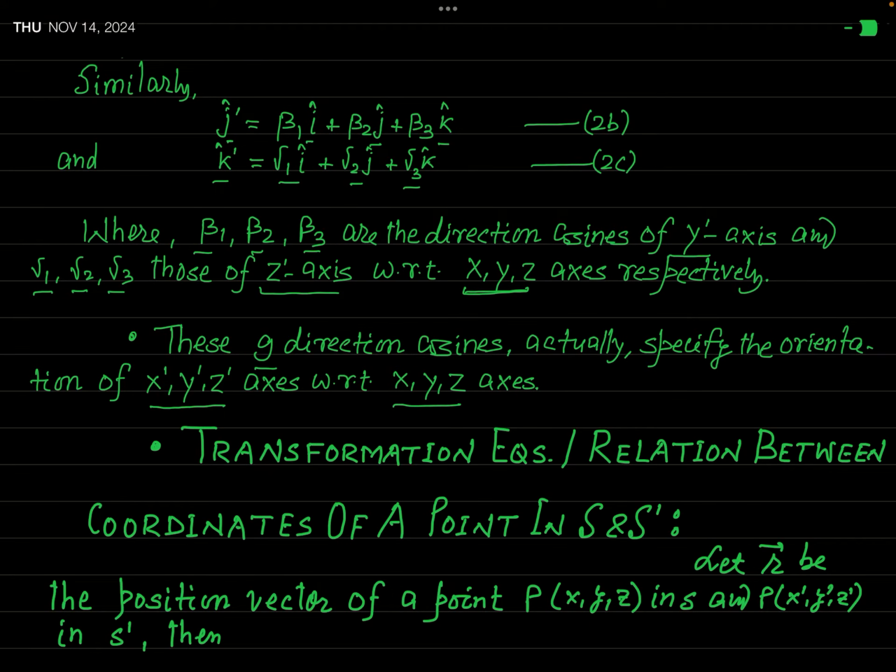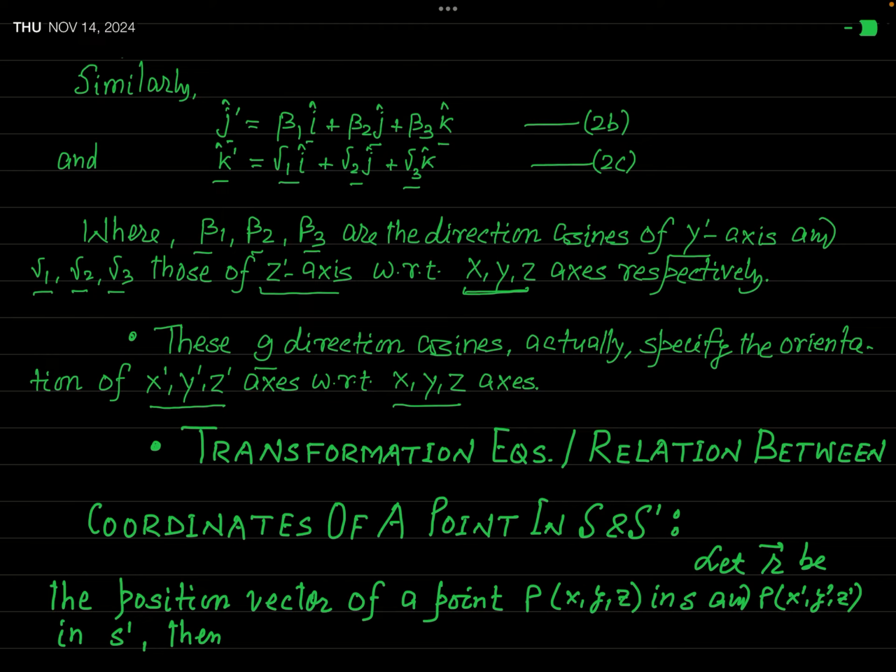Actually these direction cosines measure the orientation, how the axes of the body coordinate system are oriented with respect to the axes of the space coordinate system, that is determined by these 9 direction cosines. Okay.